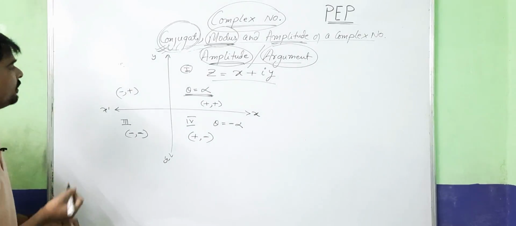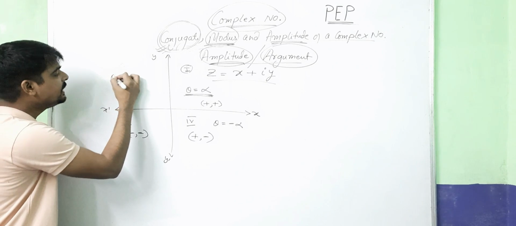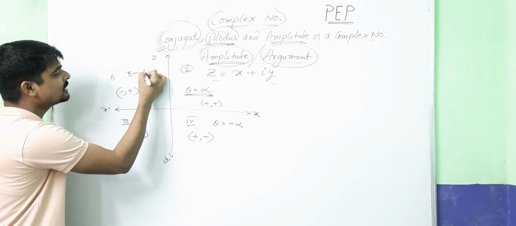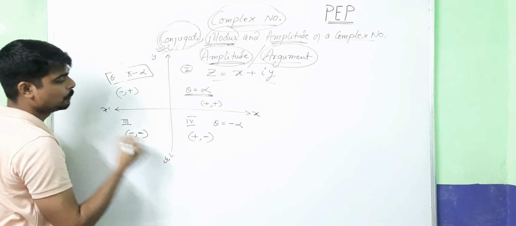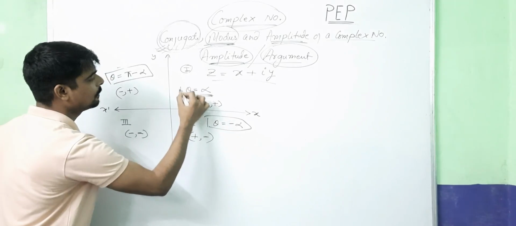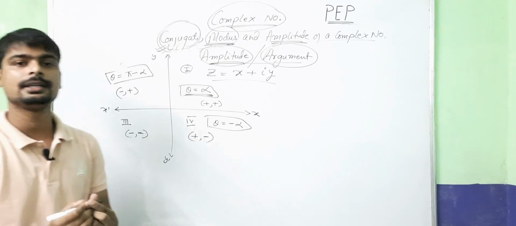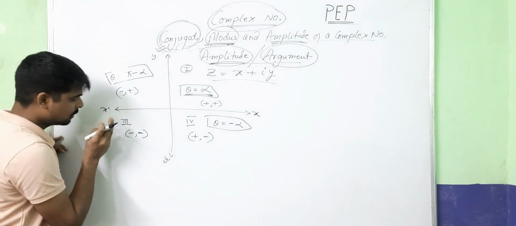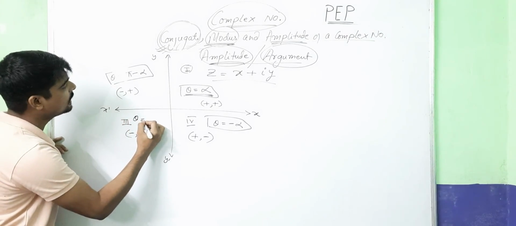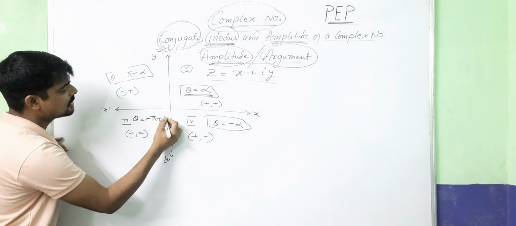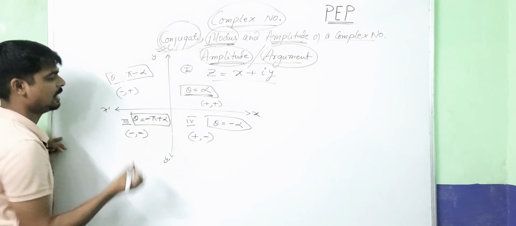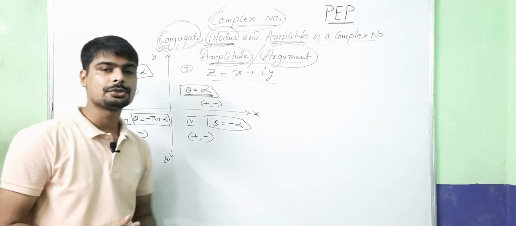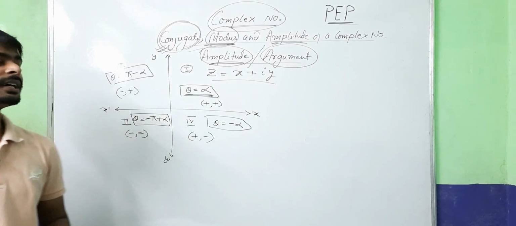And when we talk about the second quadrant, theta is equal to pi minus alpha. Please take note of it. And when we talk about the third quadrant, theta is equal to minus pi plus alpha. These four values you have to learn. Sir, how to learn, sir?